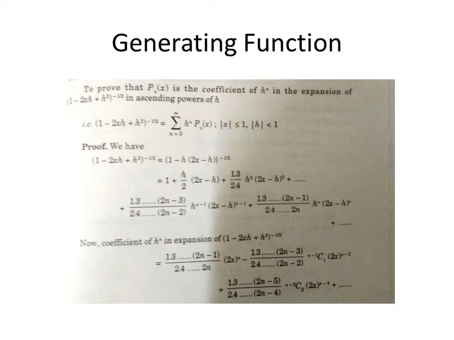then several inequalities, mod x less than or equal to 1 and mod h less than 1, are given for validity of binomial expansion of (1 minus 2xh plus h square) power minus half. That actually means that while expanding (1 minus 2xh plus h square) whole power minus 1 by 2 in ascending powers of h, we will find P n x, that means Legendre's function, as a coefficient of h power n.